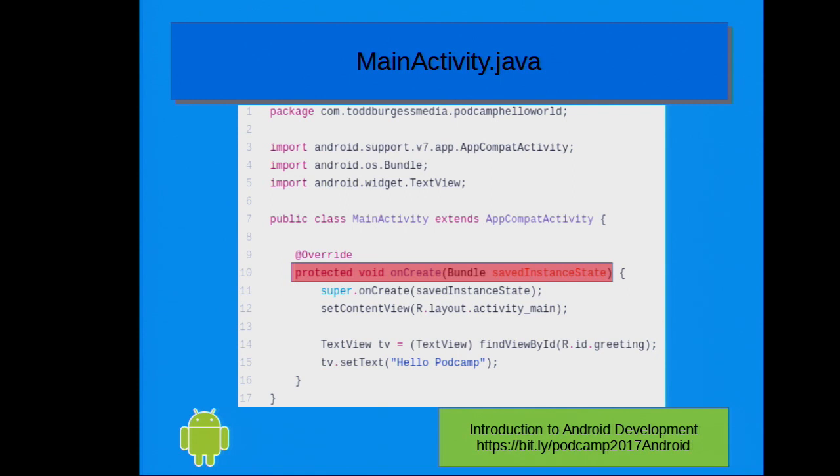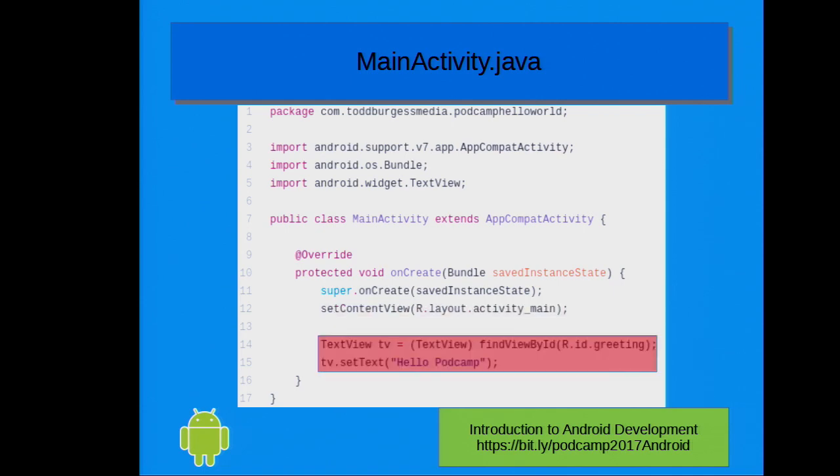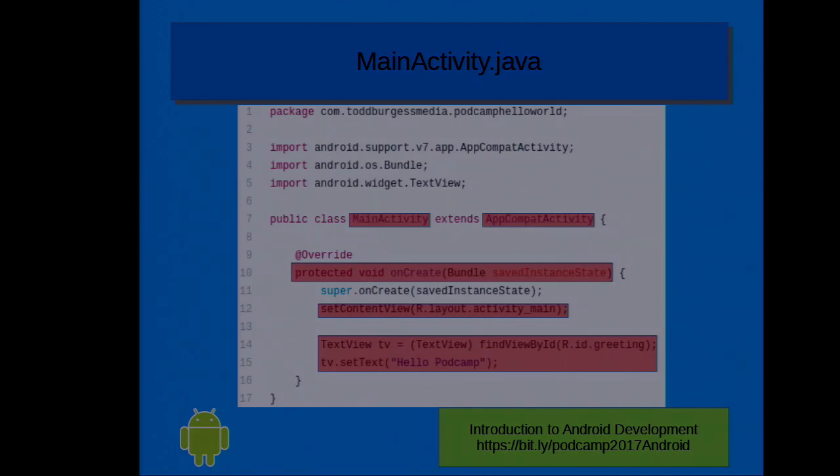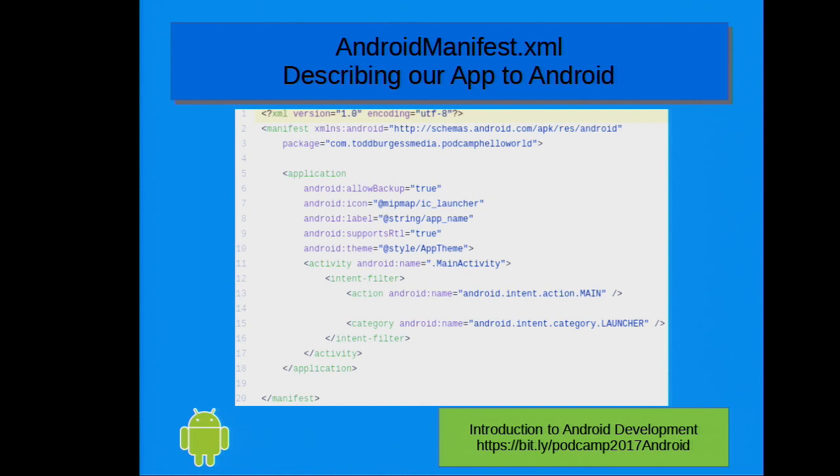When an activity starts, the onCreate method is called, which is one of the lifecycle methods of an activity. It's the first method that gets called when the app is first initialized, and we tell it what layout file to render, and this is just something for doing the greeting. The Android manifest, which I'll show later, is basically the first file that describes to the operating system, to Android, what the pieces of the Android application are.